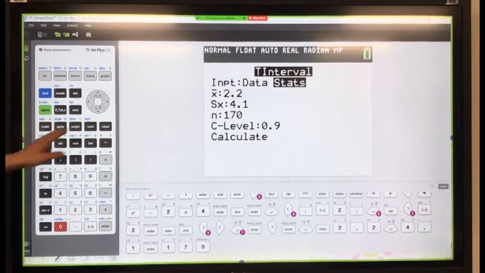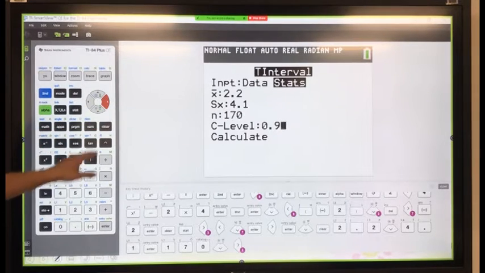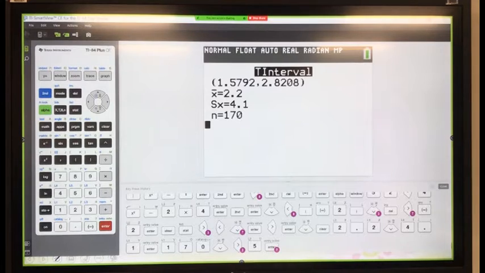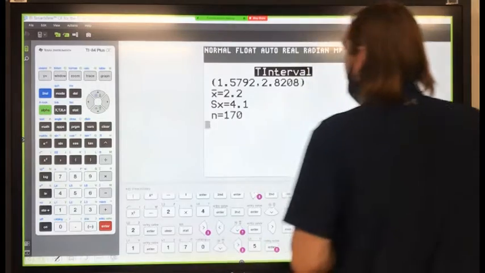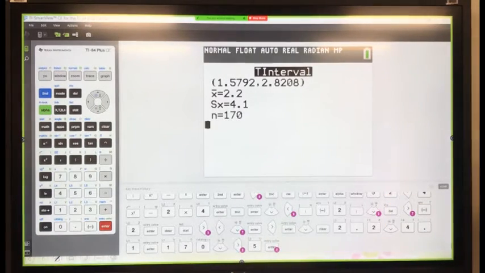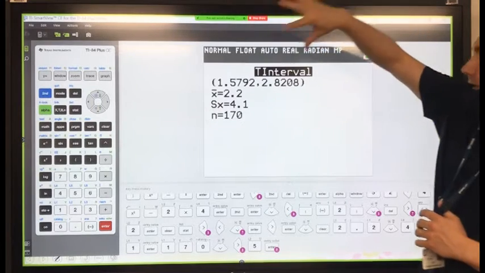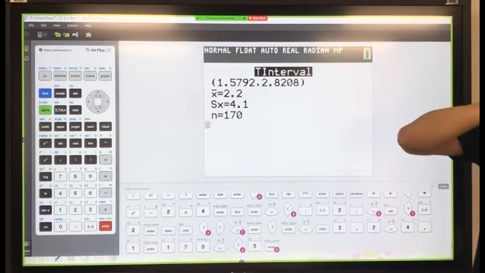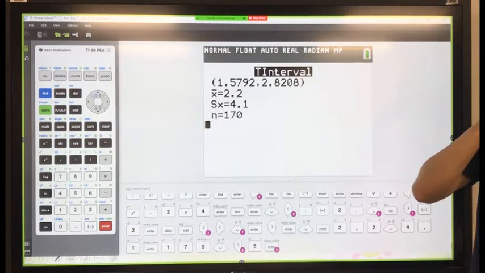And I want a 95% confidence interval. So 0.95. And calculate. So this tells me that my confidence interval is between 1.57, or let's just say 1.6 and 2.8. What is this exactly telling me? Somebody interpret this. I'm taking the difference from men to women, and I'm 95% confident that what? It's between the differences between those two values.